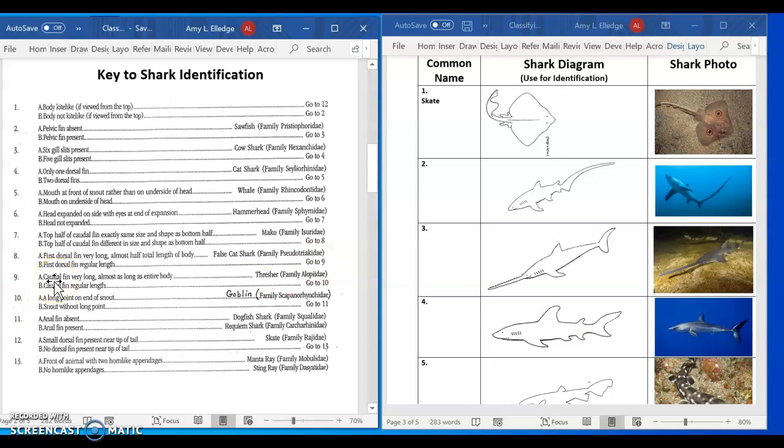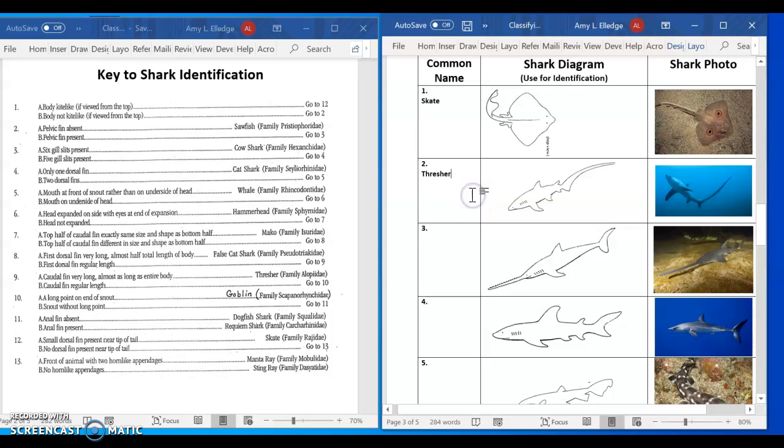Caudal fin, that's his tail fin, is very long, almost as long as the entire body. Oh yeah, look at that thing, right? Almost as long as the entire body. And then we finally get to who he is, and he is a thresher shark. All right, so thresher shark. So we're going to put him in there. Oh, I still spelled it wrong.